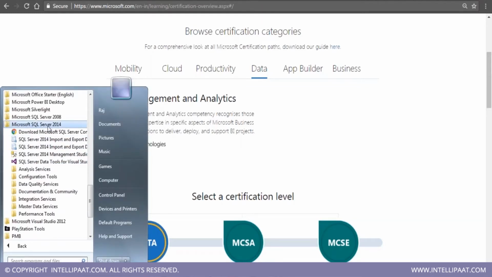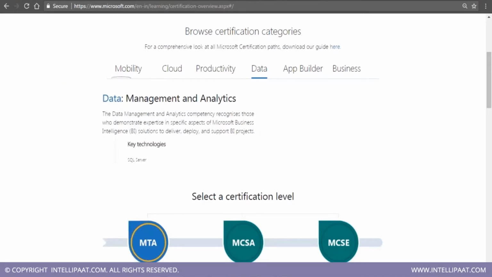Most of you might have different versions installed. Some of you might have 2012, some of you might have 2008 R2, but broadly the concepts that we're going to talk about are going to be the same. Microsoft does ensure that there's a good amount of backward compatibility with the previous versions, and obviously there's also forward compatibility. So in case you're using any of the other versions, most of the concepts should be similar.